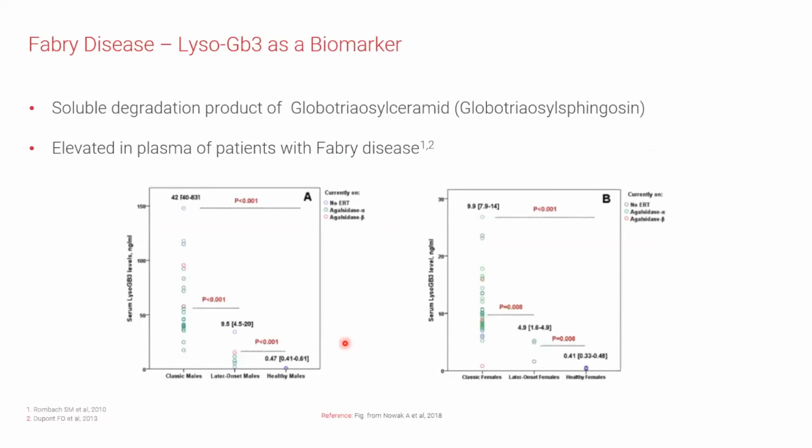What we have in Fabry disease is lyso-GB3. Lyso-GB3 is a soluble degradation product of GB3. It's also called globotriaosylsphingosine. And it has been shown by various groups that it is elevated in the plasma of patients with Fabry disease. Here you have the males, here you have the females, and you can see it clearly distinguishes classic Fabry males from healthy people, also late onset atypical Fabry males from healthy people, and also in females it is able to distinguish the diseased patients, the Fabry patients, from healthy people. So lyso-GB3 is a biomarker we have.